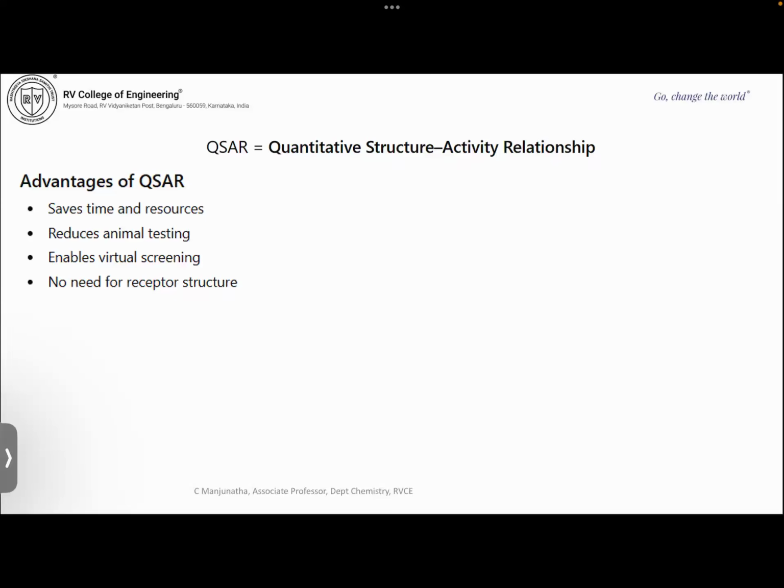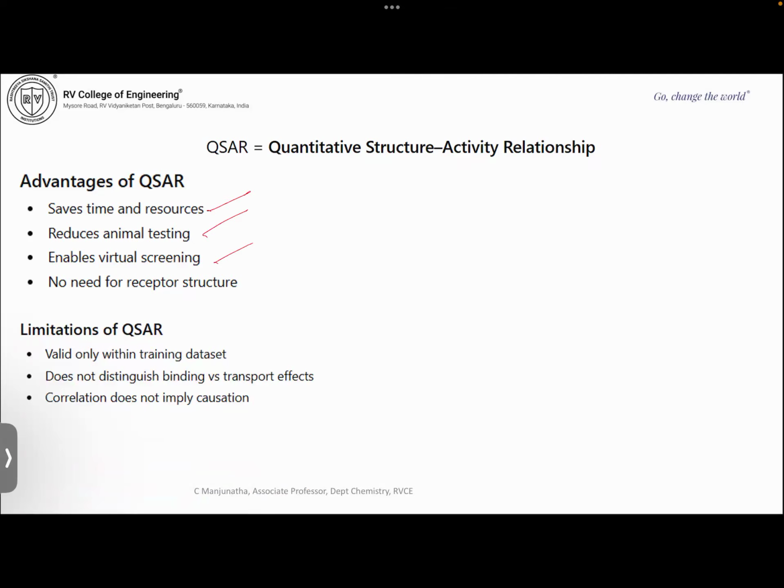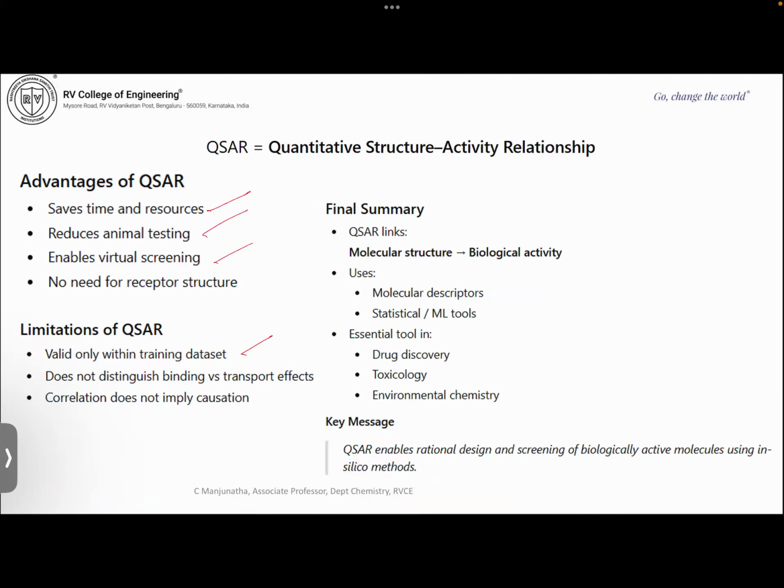So these are the advantages: saves time, reduces animal testing, enables virtual screening, no need of receptor structure. Limitations are: valid only within the trained data set, does not distinguish binding or transport effects. Correlation does not imply causation.